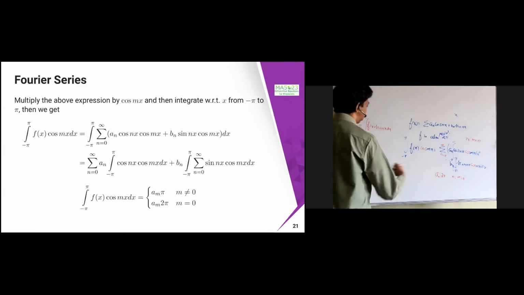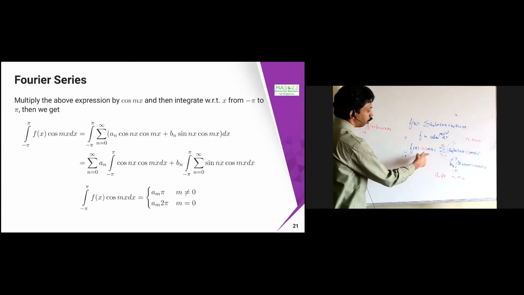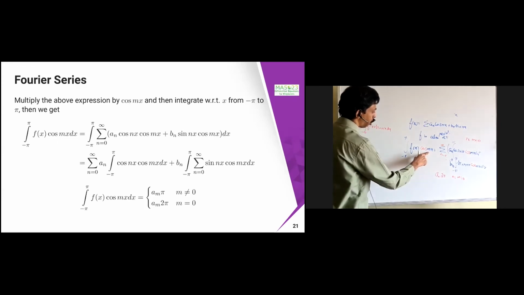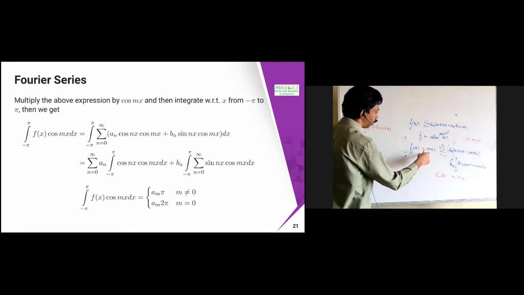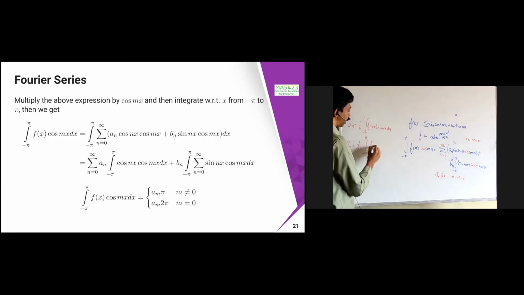So that means a naught into 2 pi is going to be f of x into cos 0. Okay, m is 0, therefore this is 0. So this is going to become like 0 dx. Therefore, what I have, a naught equal to 1 by 2 pi integral from minus pi to pi f of x dx is going to come.